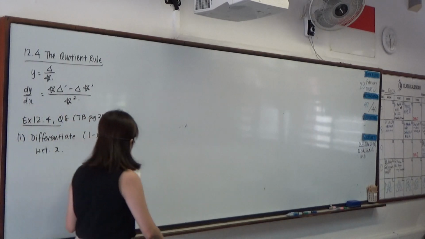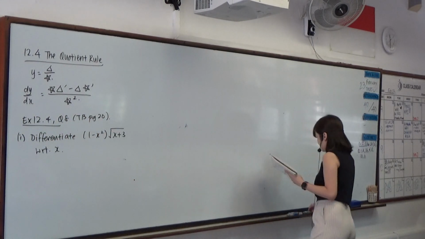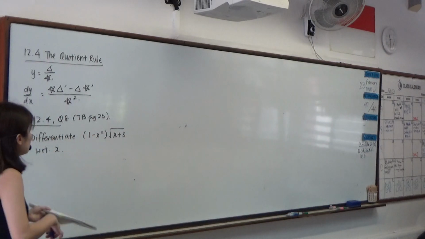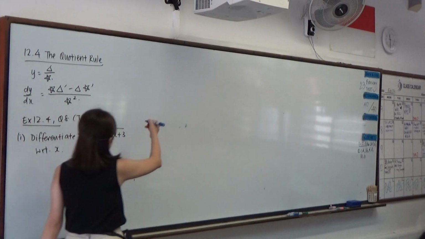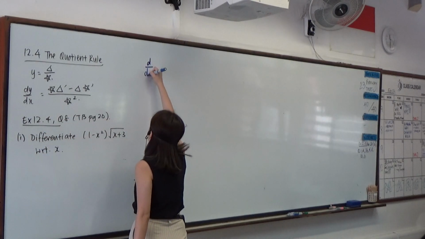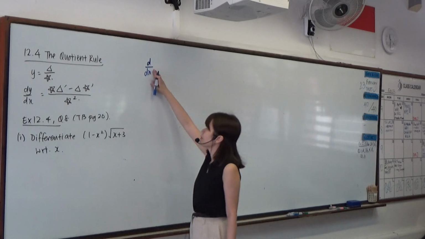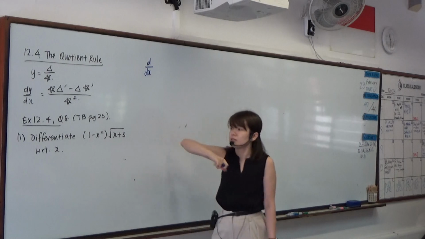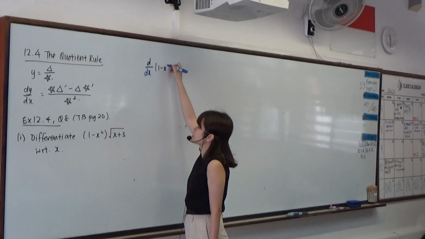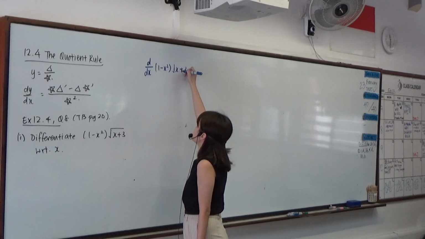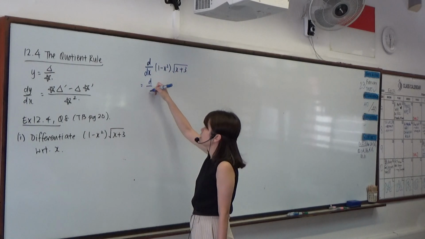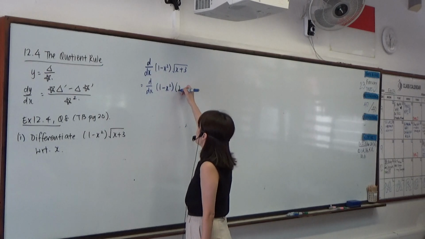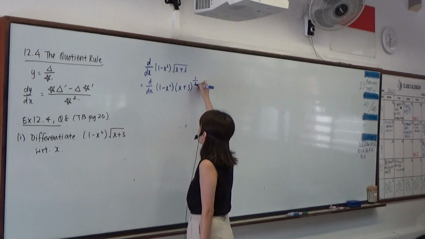Okay, but I want you to differentiate 1 minus x squared times square root x plus 3 with respect to x. In order to differentiate this, you can let y be this if you want to. What I will choose to do is just put d over dx of 1 minus x squared, square root x plus 3. Square root of x plus 3 is the same as x plus 3 to the power of half.